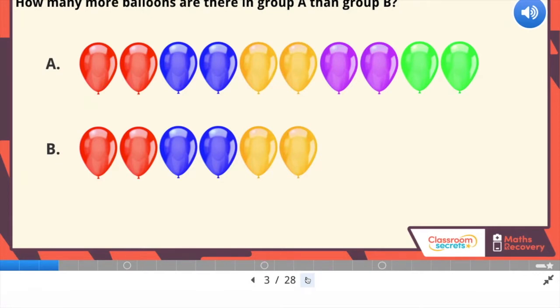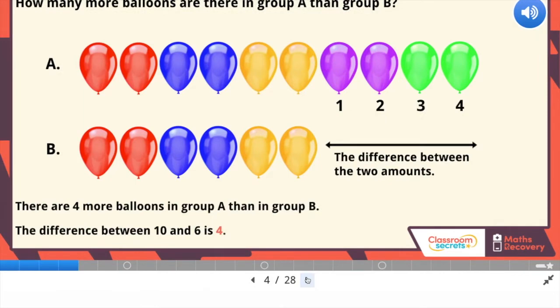And that is the ones on the end, the purple and the green. And that is 1, 2, 3, 4. So the difference is 4. Okay. There are 4 more balloons in Group A than in Group B.